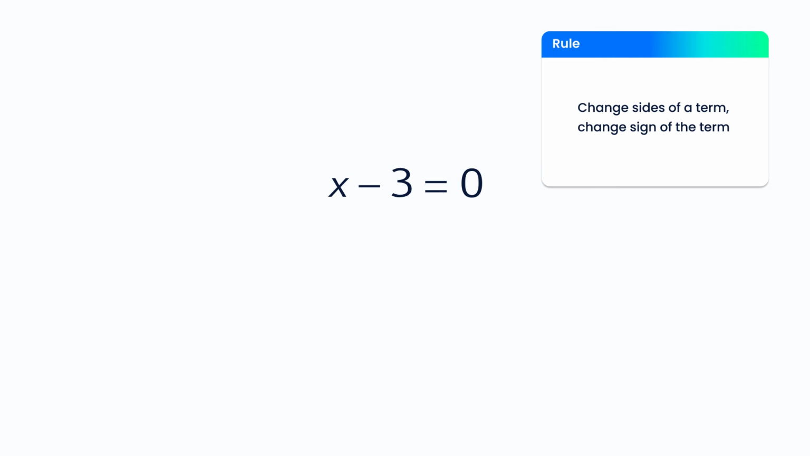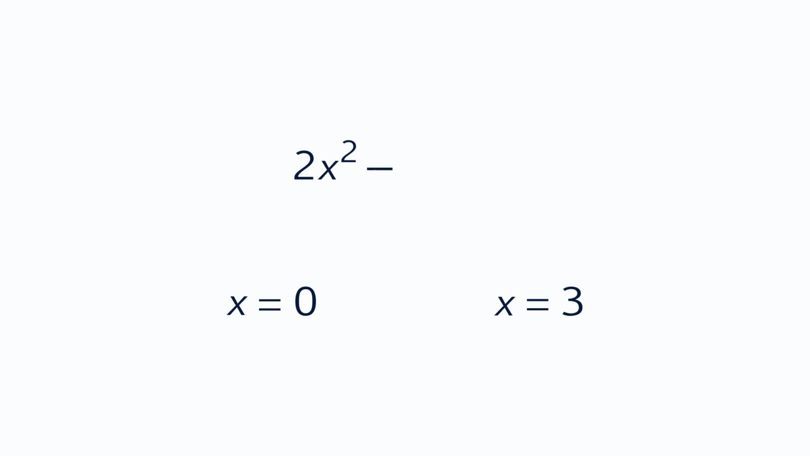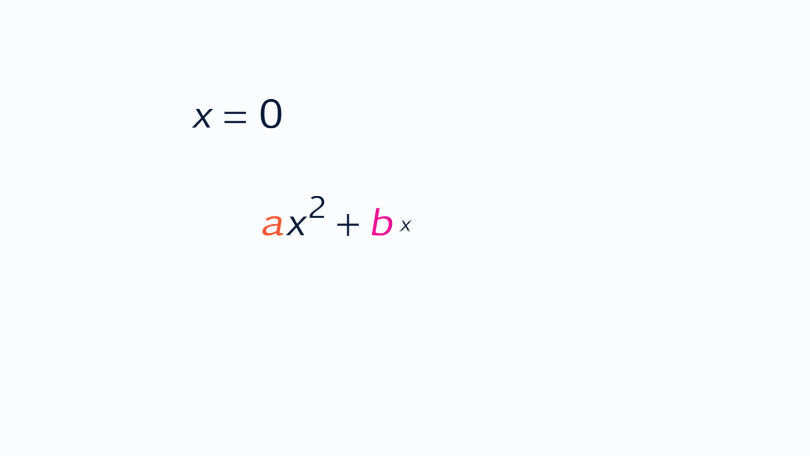In the second equation, x minus 3 equals 0, you can use the change sides, change sign rule and get x equals 3. This is the second solution. And that's it. The solutions to the equation 2x squared minus 6x equals 0 are x equals 0 and x equals 3. You should know that x equals 0 will always be a solution when c equals 0.